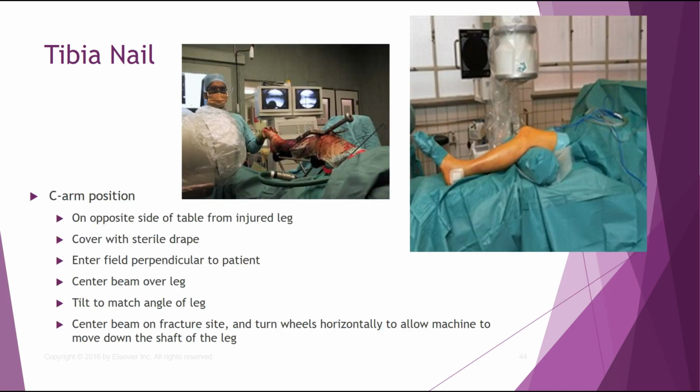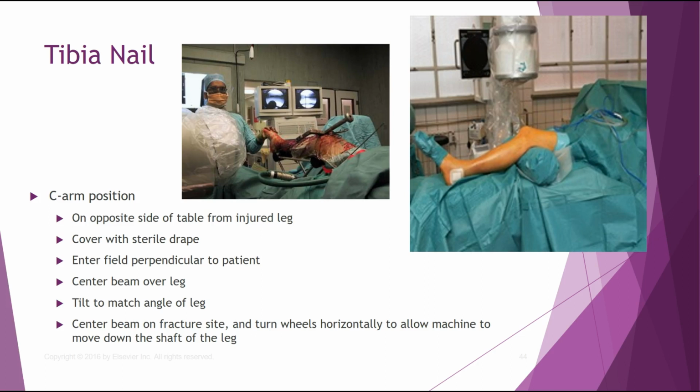Okay, C-arm position, you're pretty much just going to try to take true AP and laterals of the tibia. Okay, you are going to try to match the angle of the leg that the surgeon has. And, you know, a lot of the times the surgeon's going to move the leg to try to get it in the right position. So you're just going to take your cues from your surgical team.